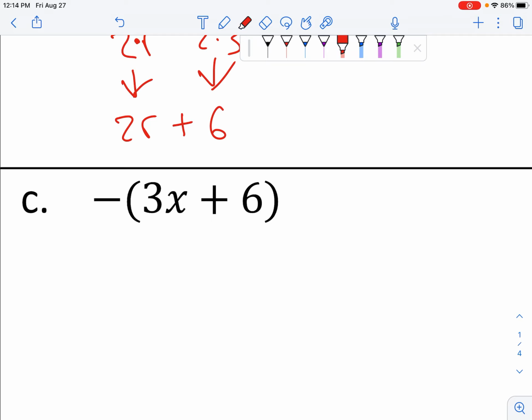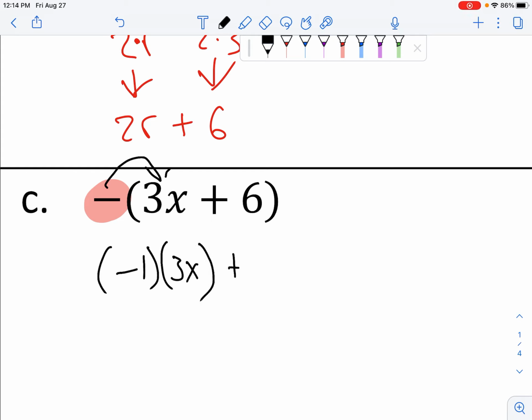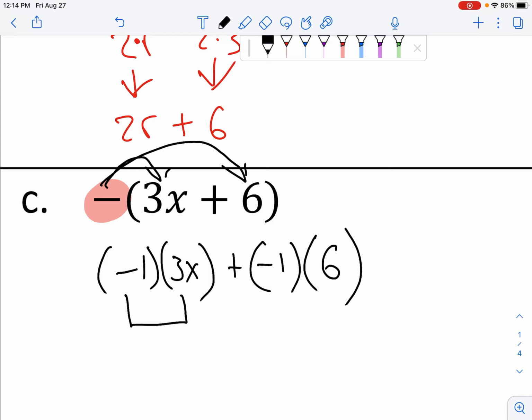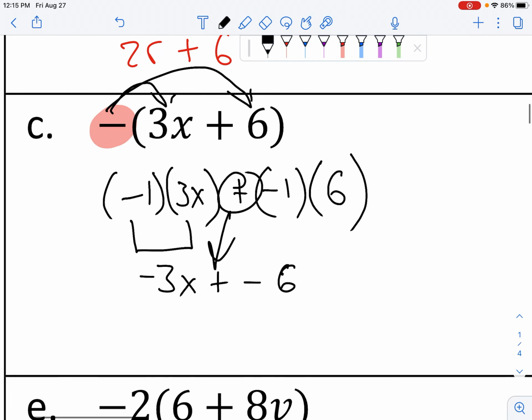So I'm going to take my outside value, this negative, and negative 1, it's really negative 1, right, times 3x, and then plus, I have a negative 1 times 6. And I can work each of these out. So negative 1 times 3x gives us negative 3x, and negative 1 times 6 would give us negative 6. I could bring this plus sign down, but I already have a sign that's indicating my 6. So I don't need double signs there. I know that this is going to be my answer.